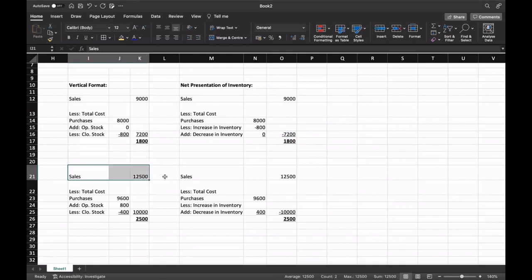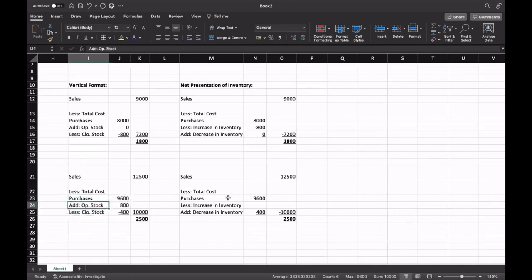And what is the sales in the second year? It is 12,500. When we arrived at the total cost, we had purchases of 9,600. So we believed this is the cost, 9,600. Then we got this information, no, there is an opening stock. You have to add this also. So with that 9,600, we added the opening stock which we carried from the previous year, 800. And we believed that this 10,400 is the total cost. But at the year end when you took the stock, you understood that 5 units are not yet sold. So you have to knock it off. 5 into 80, 400, you are knocking it off.